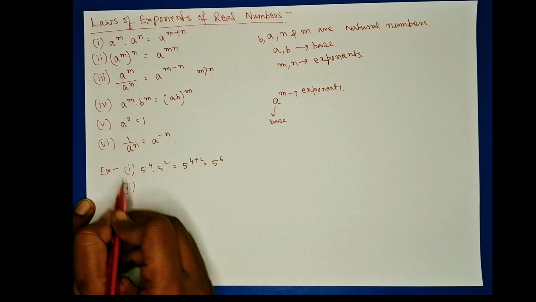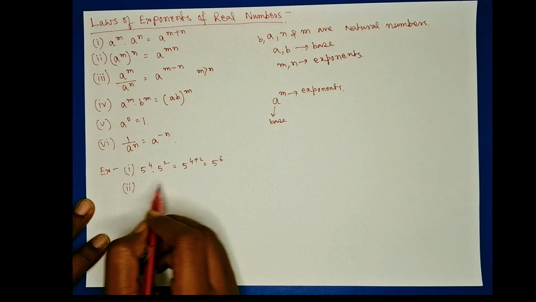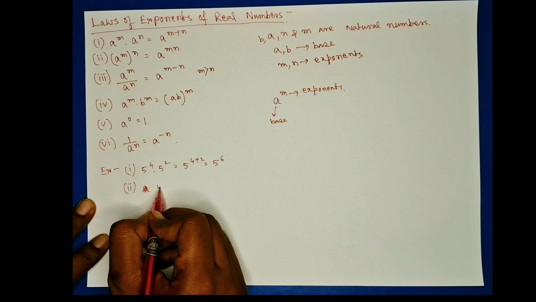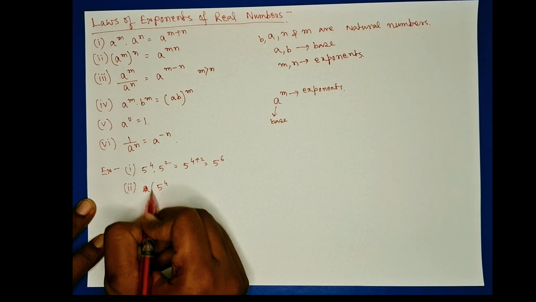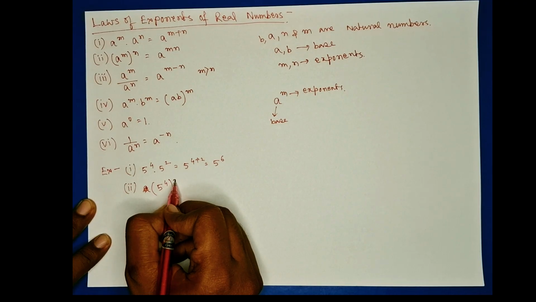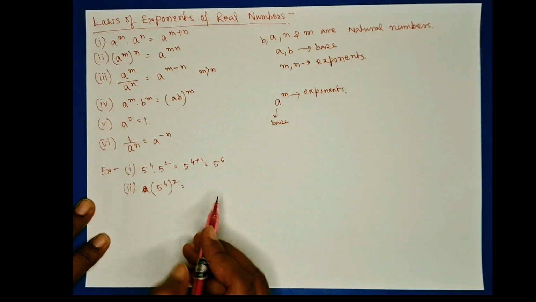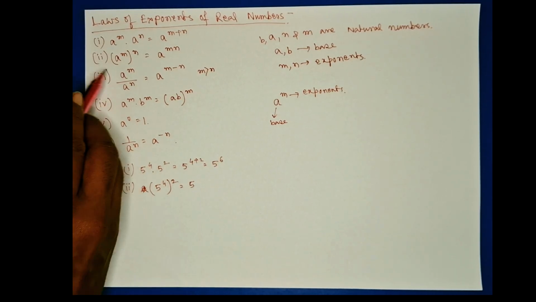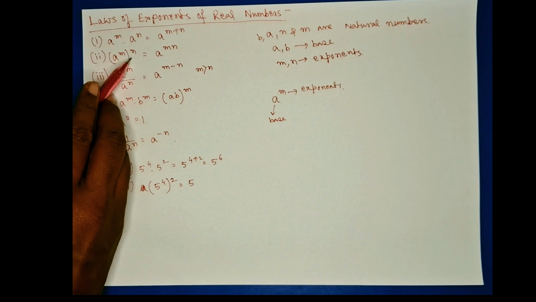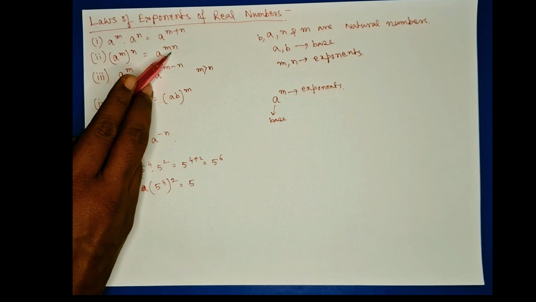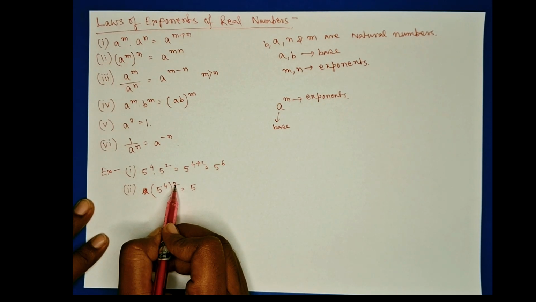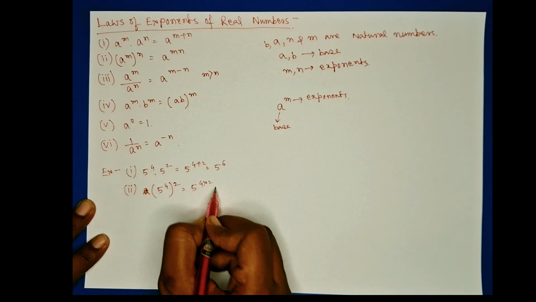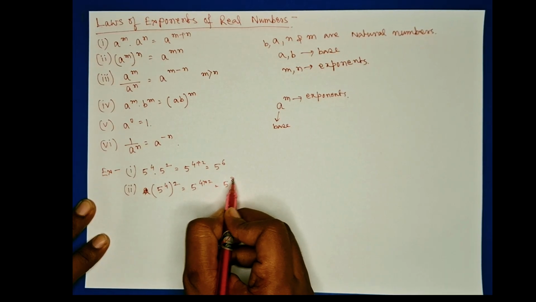Now go to the second one. Let me write 5 to the power 4 within bracket to the power 2. So here we can write as per the second formula: a to the power m within bracket to the power n is equal to a to the power m into n. So here this 4 is m and 2 is n. So it will be m into n. So 5 to the power 4 into 2 is equal to 5 to the power 8.